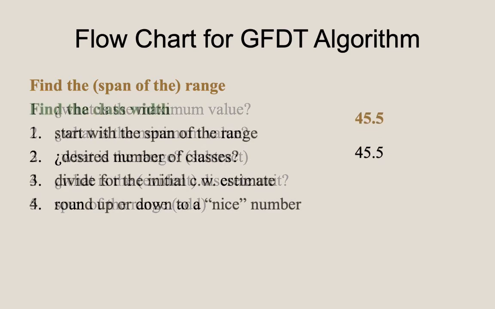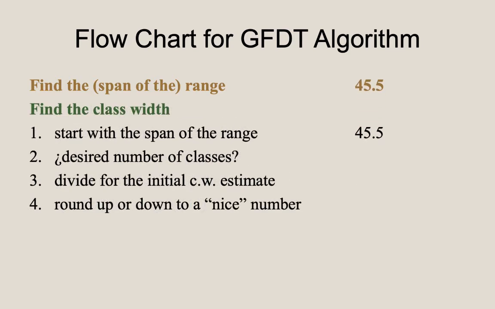Now we'll set aside the span of the range and move on to the next step to find the class width. With the span of the range, 45.5, we'll ask ourselves, how many desired classes do we want? Well, I'm going to go with the standard value, which is about 10, and we'll divide the span of the range by the number of classes, which gives us the value 4.55, and now we need to round this up or down to a quote-unquote nice number.